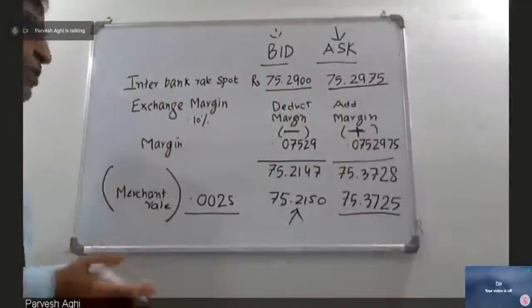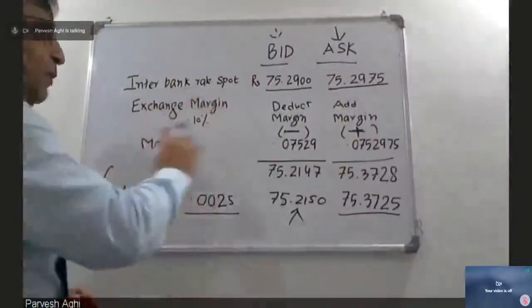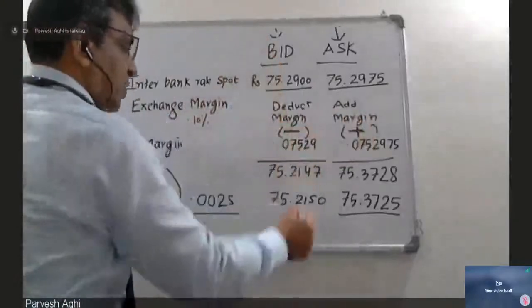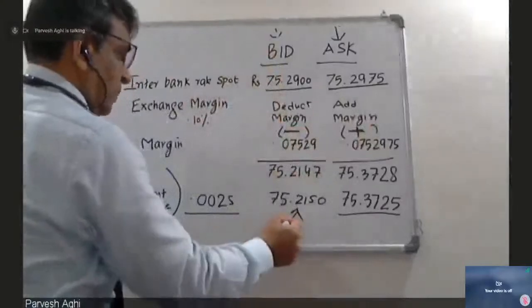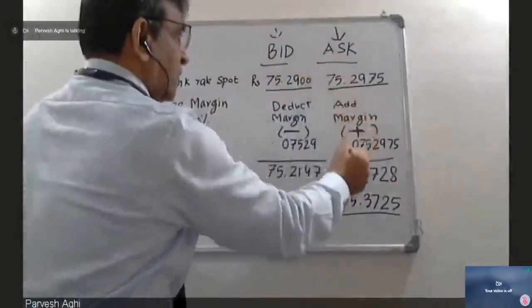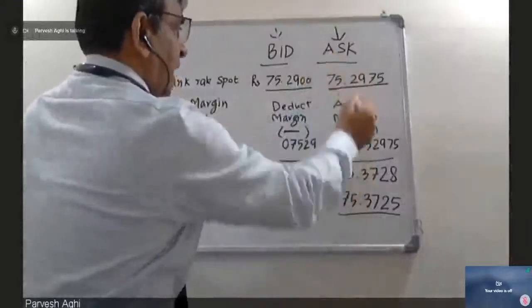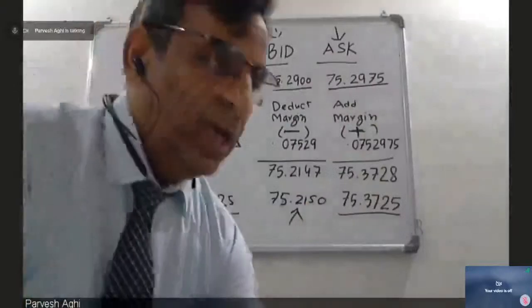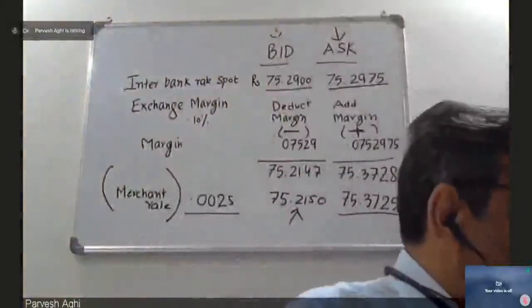Now, if you can apply the logic and find out, it's okay. But if you forget the logic, you can just remember that from the bid rate, you deduct the margin to arrive at the merchant rate, and to the interbank rate, you add the margin if it's an ask rate. Okay, and then you arrive at this. So I hope you have followed. I'll give you one question which you need to solve, okay? So are you understanding?